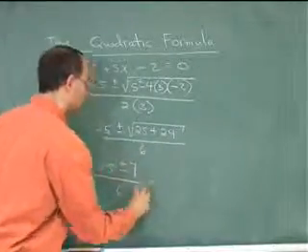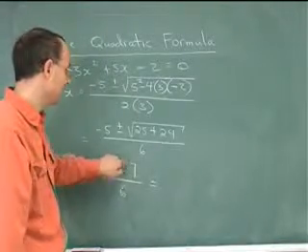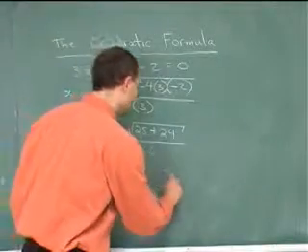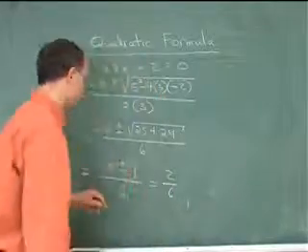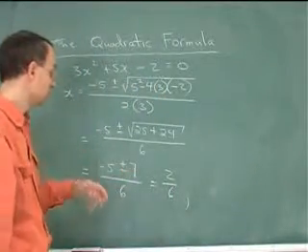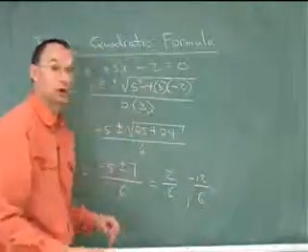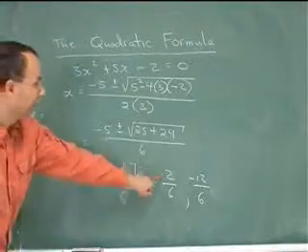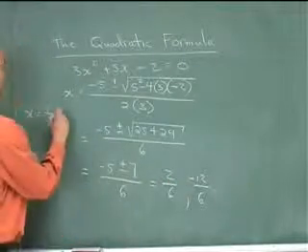All over 6. And what are my answers going to look like? Well, we're going to have negative 5 plus 7, which is positive 2 over 6, which of course would simplify down to 1/3. But we'll also have negative 5 minus 7, which is negative 12 over 6, which simplifies down to negative 2. So my two solutions would be positive 1/3 and negative 2.